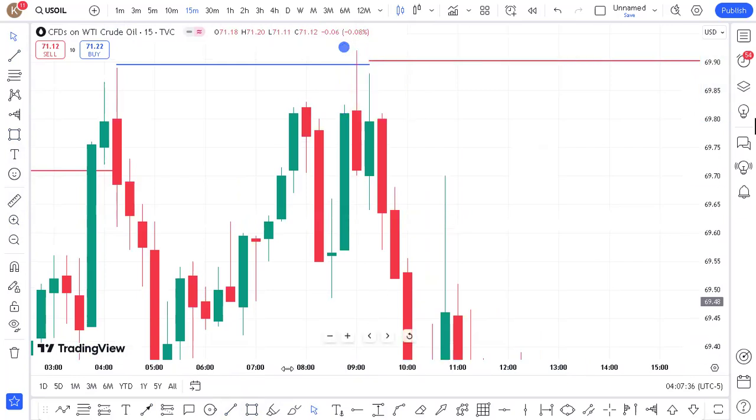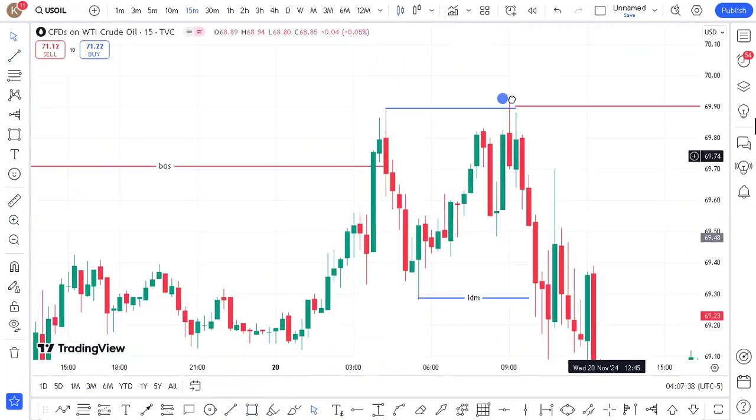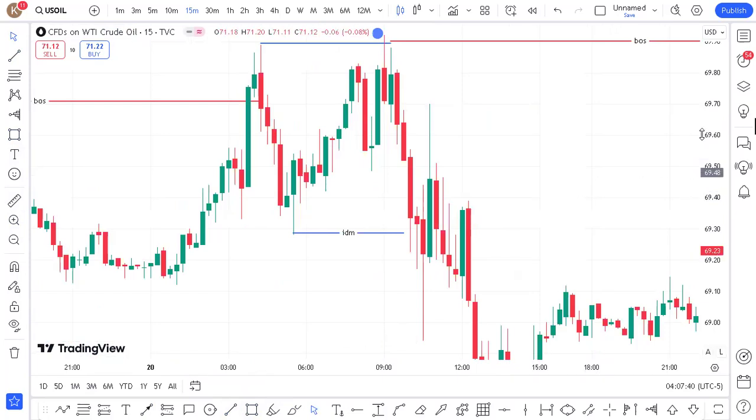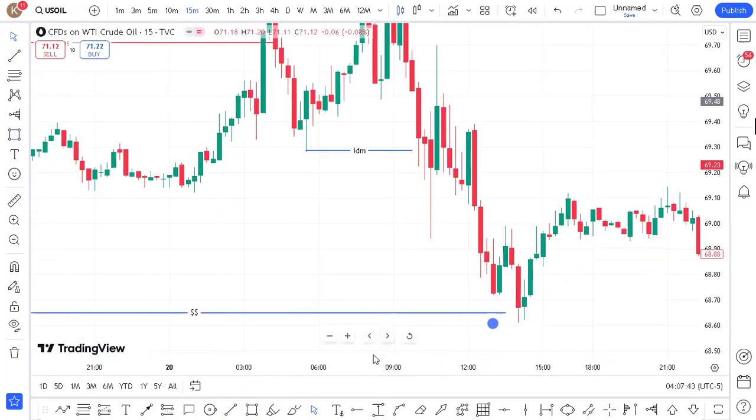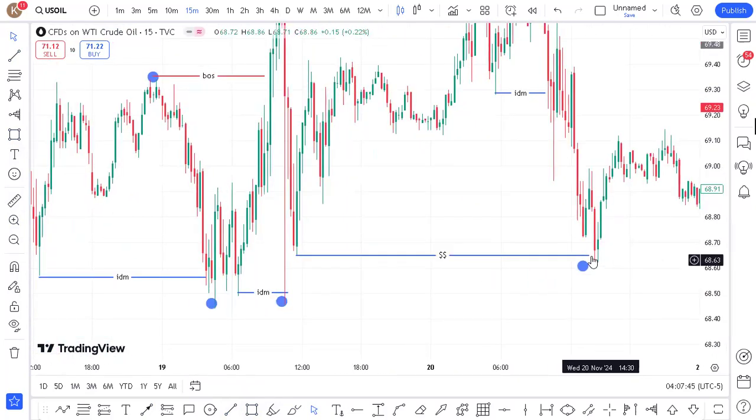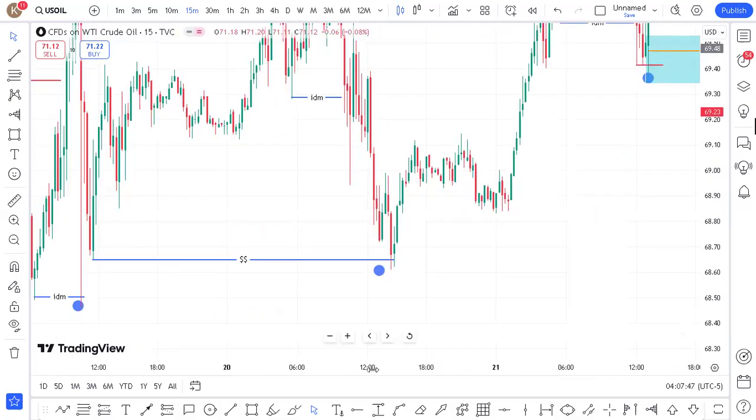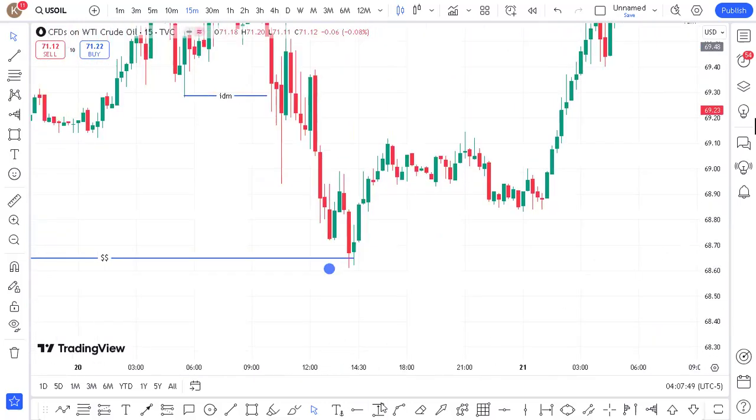So it's been a while, man. I was so much focused on fundamentals, so it's about time we go back and review our technicals again. So you can see when you sweep this liquidity as well, anywhere you have a sweep of liquidity, you can go back to the 1 minute time frame.